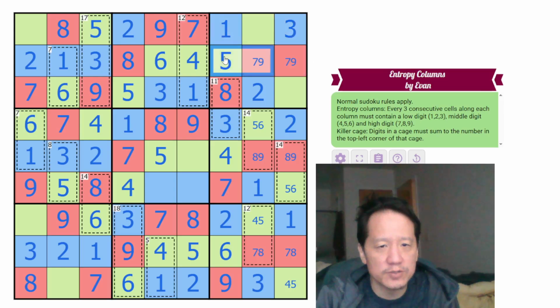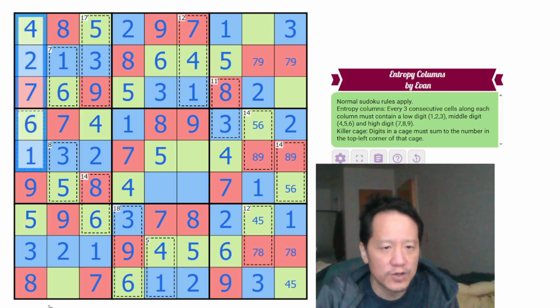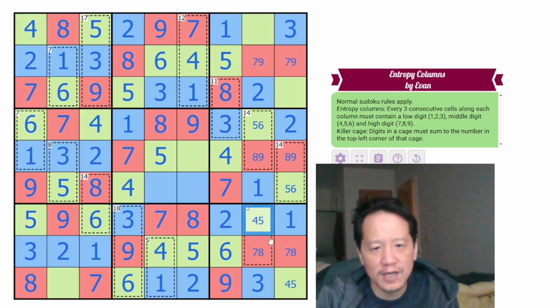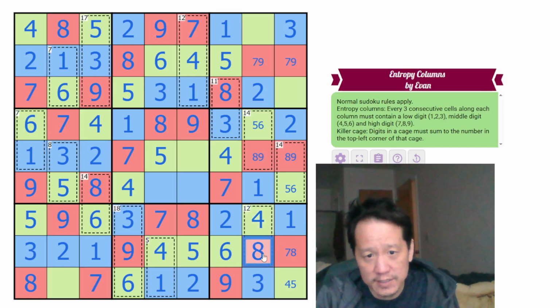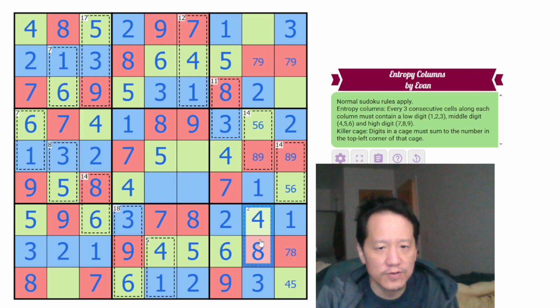We celebrate because we know we're getting close to the end. This has to be a 4 because that's the only remaining digit. This has to be 5 because that's the only remaining digit in column 1. This 5 means this can't be a 5. So this is a 4, which forces this to be an 8 because to add up to 12. That 8 forces this to be 7. This 4 means this has to be 5.